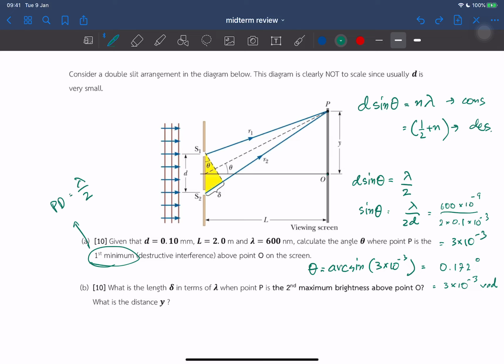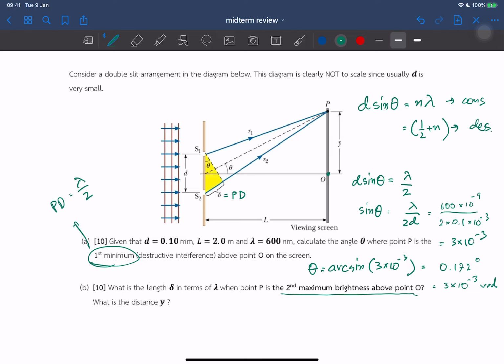The second one is, what is delta in terms of lambda if P is the second maximum brightness above point O? And then what is the distance Y? So delta here, that's exactly the path difference. What it's asking is, what is the path difference in terms of lambda when point P is the second maximum brightness? Again, at the center, point O, path difference is zero. Delta is zero. That's what we call the zeroth order.